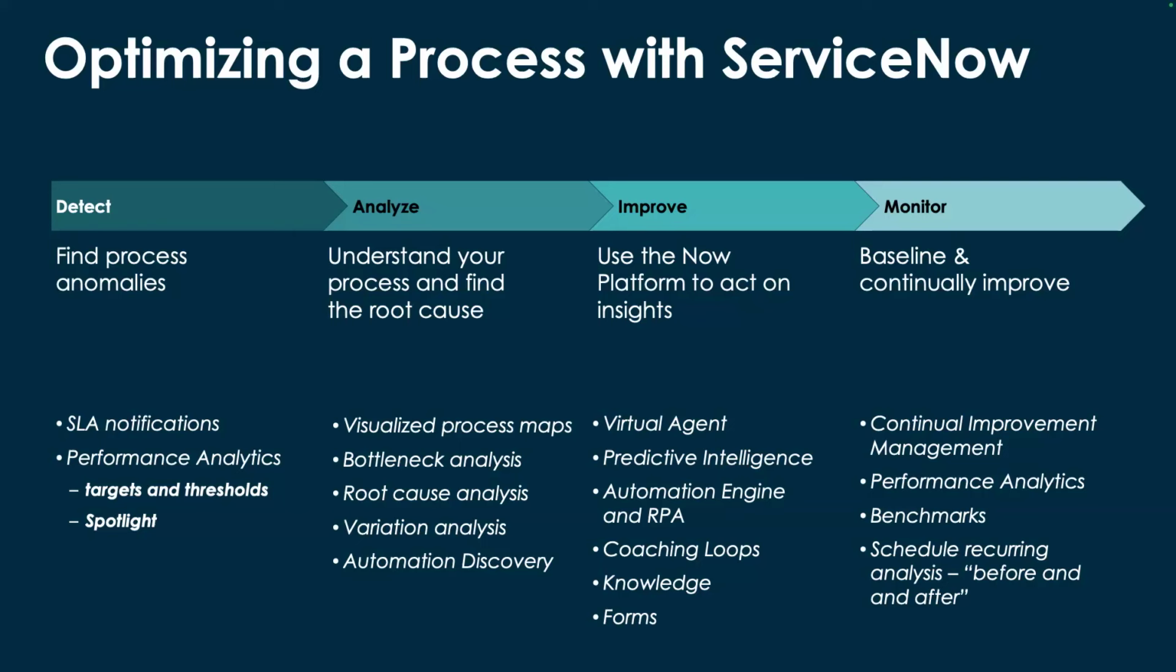So you're going to find those process anomalies. You're going to analyze them. What is the cause of this, right? Is there one team holding up the tickets? Are we triaging a particular HR service two, three times before we're getting it routed to the correct group to resolve it? So you're going to start finding the root causes.